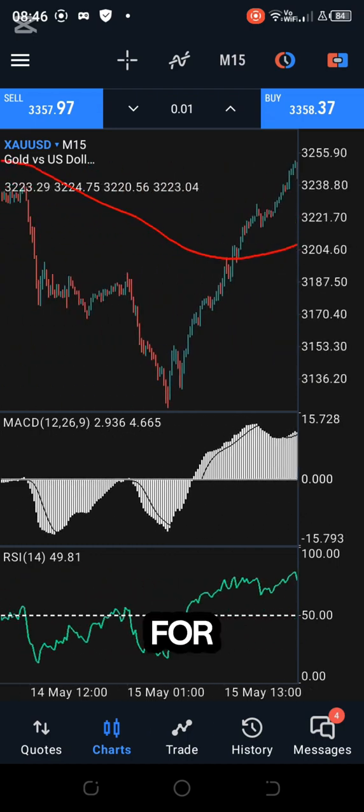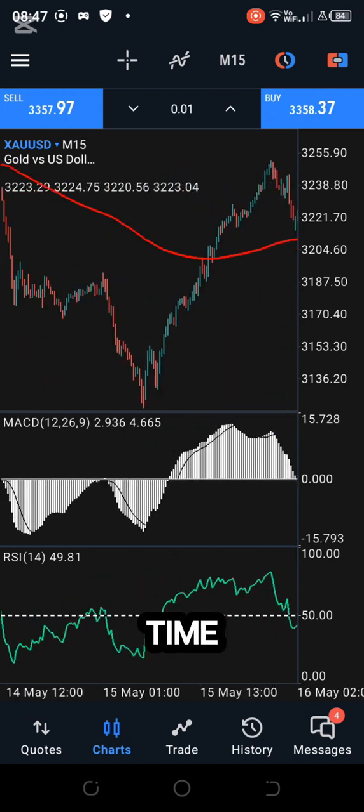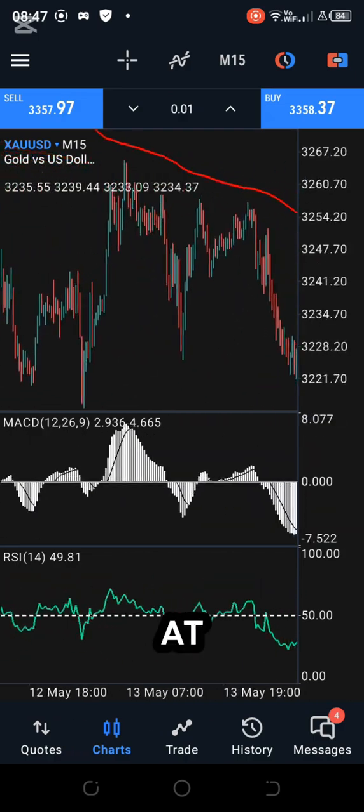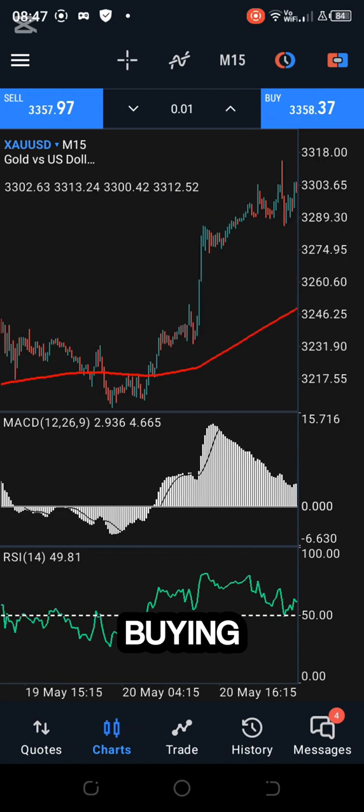For our entry, we're going to make use of the MACD. We have mainly focused on the main line, not the signal line. The histogram bars are what we're going to use for entry. Like I said, you can use any time frame. Let me quickly look at gold. Let's start with the buying opportunity.